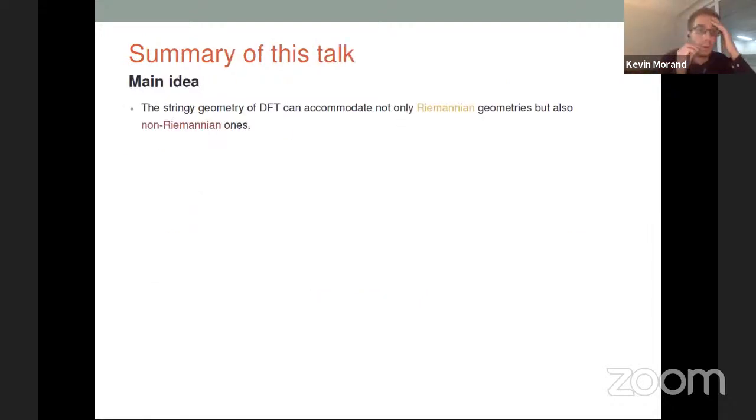Okay, so now after these basic remarks, let me sum up the main idea for this talk. As I mentioned, in order to go from GR to DFT, we have to modify the underlying geometry. This stringy geometry, as I will argue, can accommodate not only Riemannian geometries, as we saw, but also some non-Riemannian geometry.